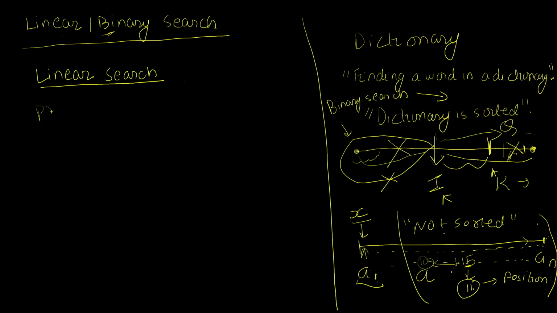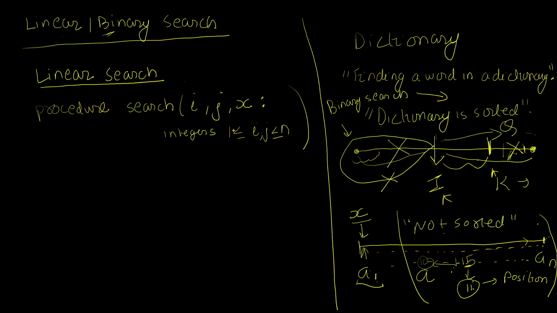So we'll start the algorithm by writing procedure, and let us just call this search, and then it will take 3 arguments i, j and x. I'll tell you shortly what these are for, but let me mention that these are integers. And then we say that both i and j should be between 1 and n. Okay, so let's get introduced to these parameters.